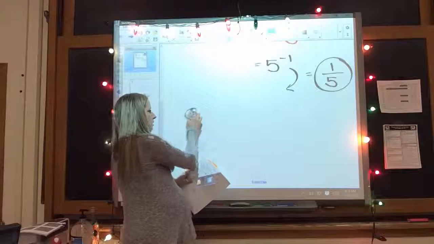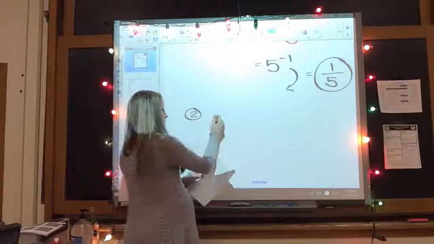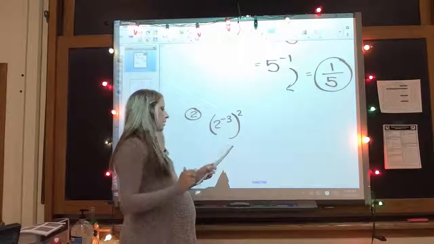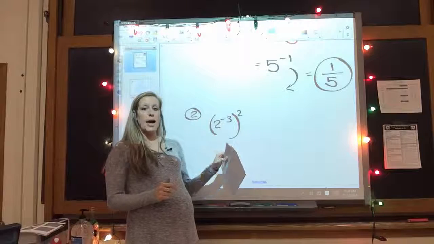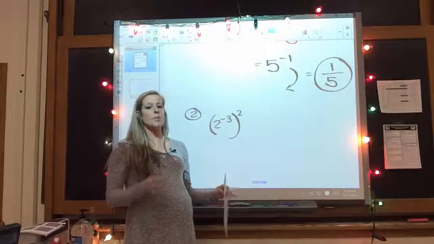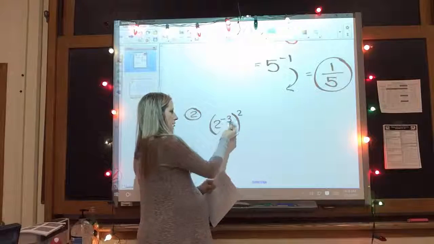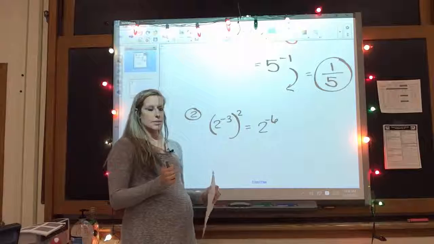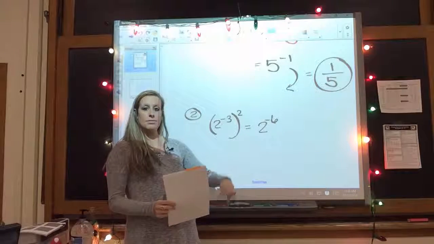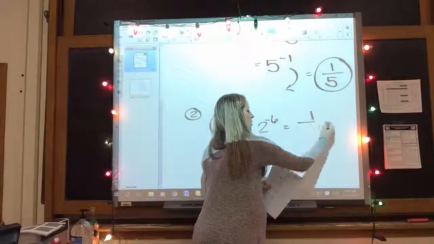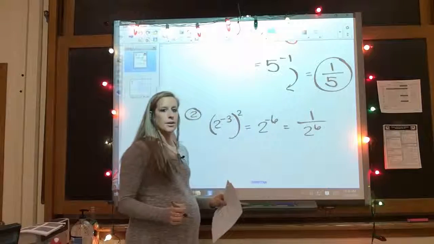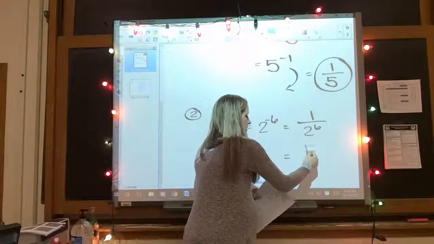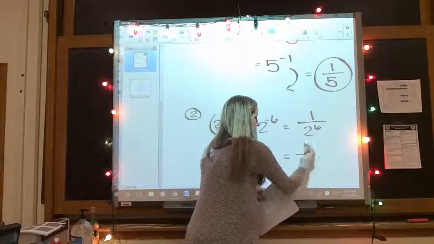Okay. So we're just going to review some laws of exponents real quick. We have 2 to the negative 3rd squared. If you have a power to a power, the rule is that you multiply those two exponents. Power to a power, you multiply. So 2 to the negative 6th. If you have a negative exponent, it flips. So 1 over 2 to the 6th power. And 2 to the 6th power, we can go ahead and figure that out. It's going to give you 1 over 64.